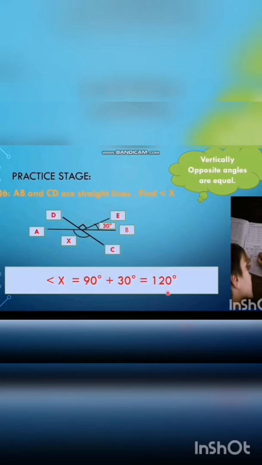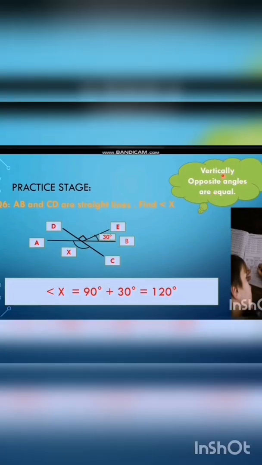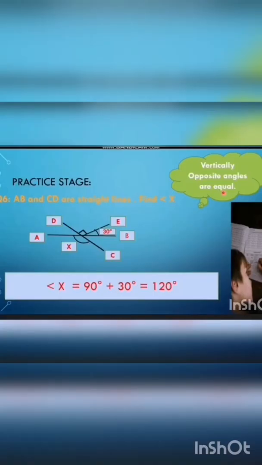The reason is that 90 and 30 degrees together are equal to X. These are vertically opposite angles. Vertically opposite angles are equal. Here we have 90 plus 30. These two angles are equal to angle X. So we get that angle X is equal to 120 degrees.